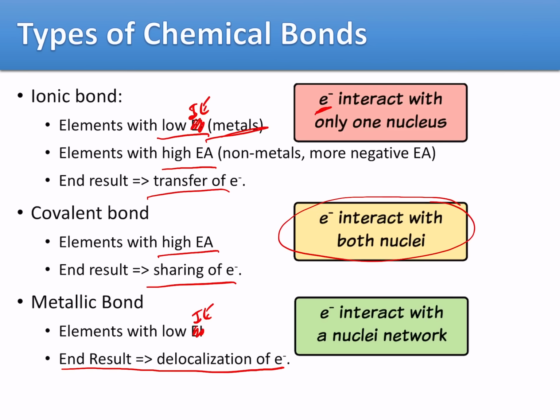In the metallic bond, however, think of what they call, and you may read this in the book, a sea of electrons, because those electrons are really free to move around that network of nuclei. So they are not attached to any single atom. The activation energy is so low that those electrons are free to move around as they please. They are not bound to just one nucleus, but to the entire network of nuclei.